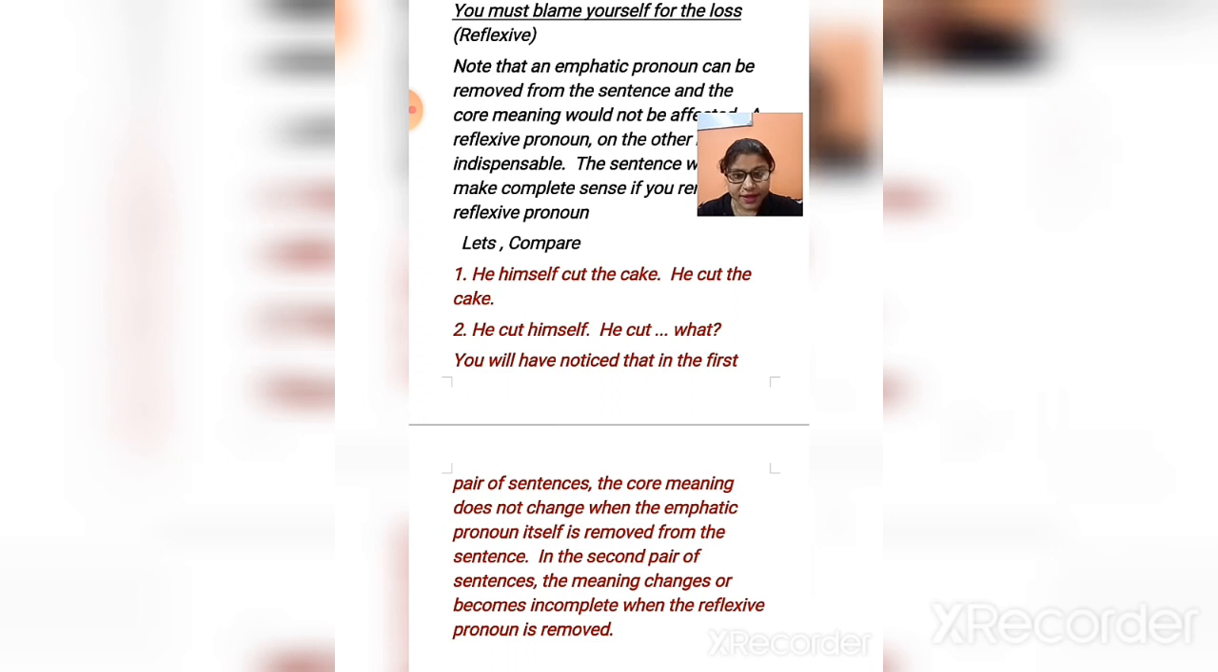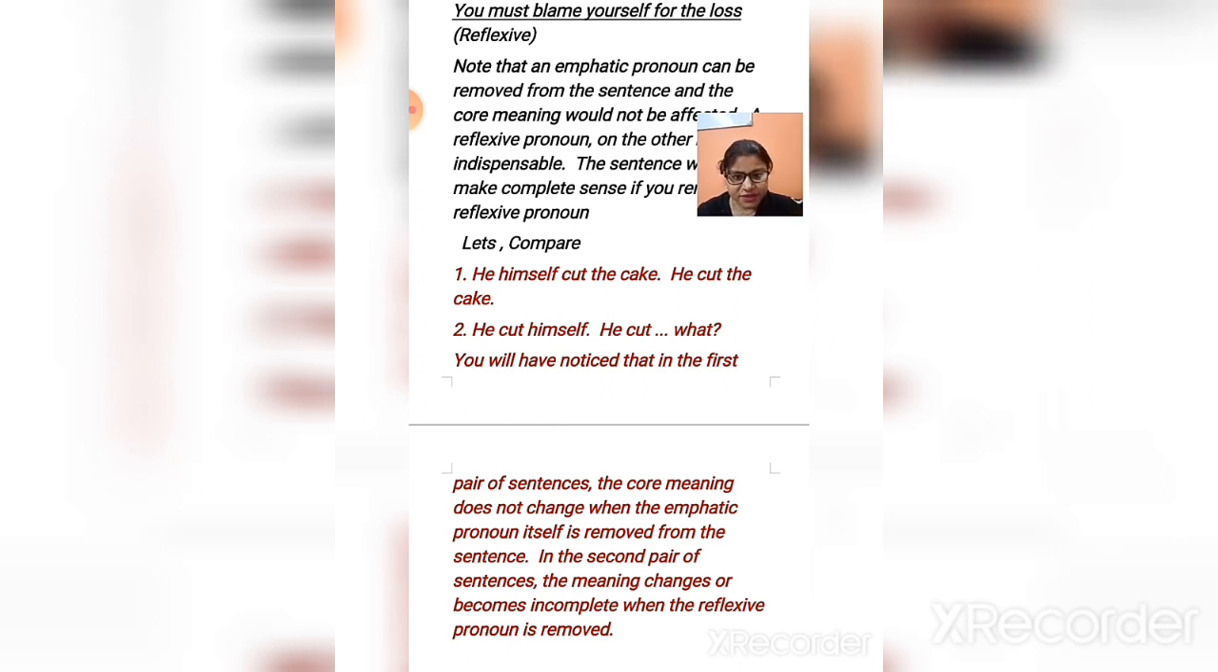Example says, he himself cut the cake, then he cut the cake. If you observe these two sentences, he himself cut the cake and he cut the cake, both sentences are the same. Here we removed the word himself, but it is also giving the same sense. He himself cut the cake, and he cut the cake, both are giving the same meaning.